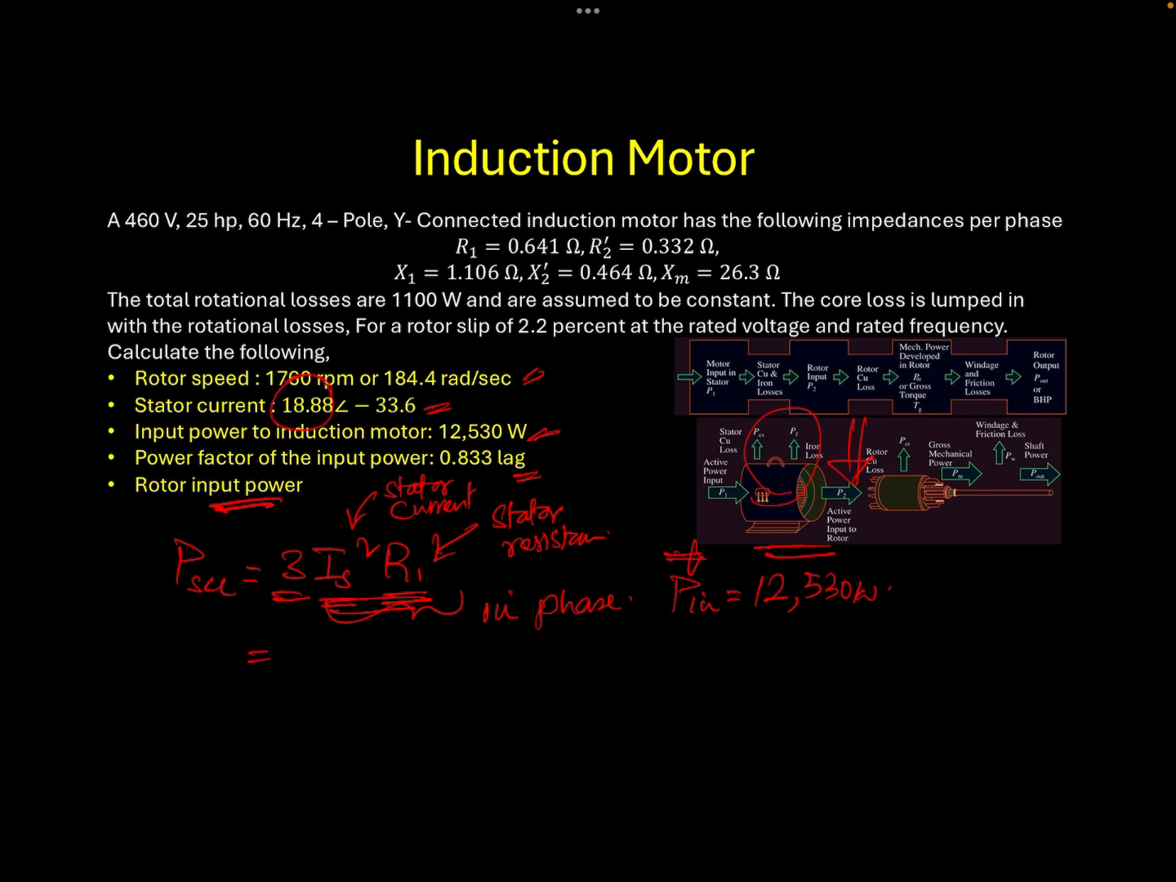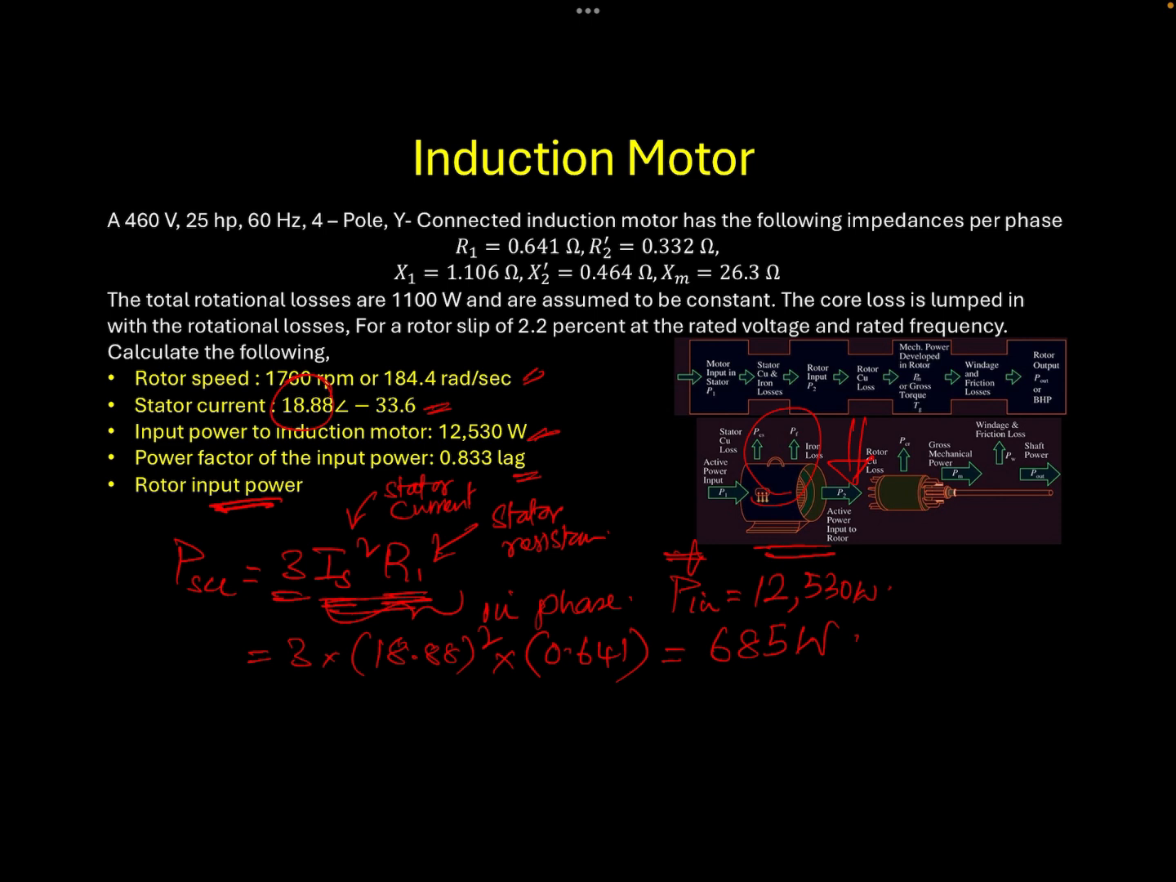So if you substitute 3 times 18.88 squared, multiplied by the value of R1, which is 0.641, you'll be able to get 685 watts as the power losses that occur in the stator.